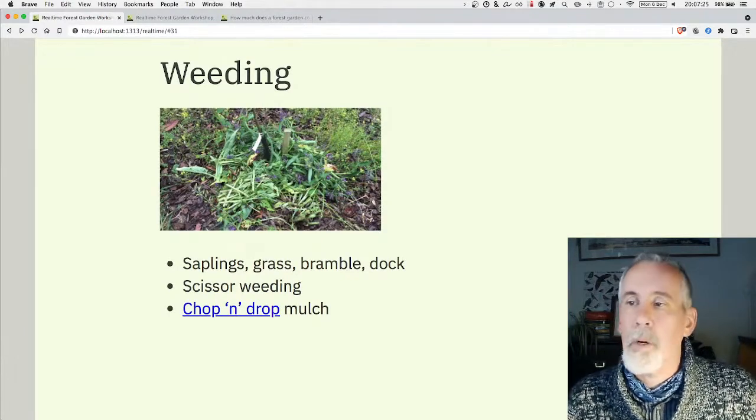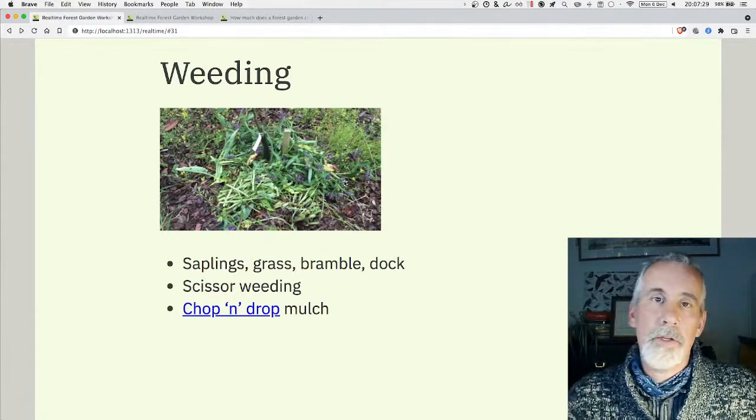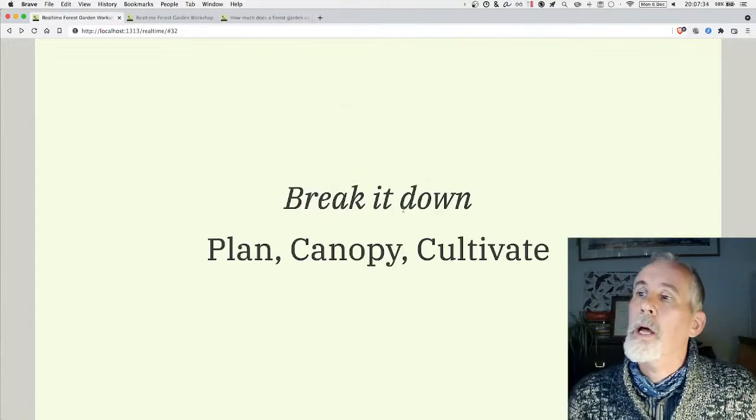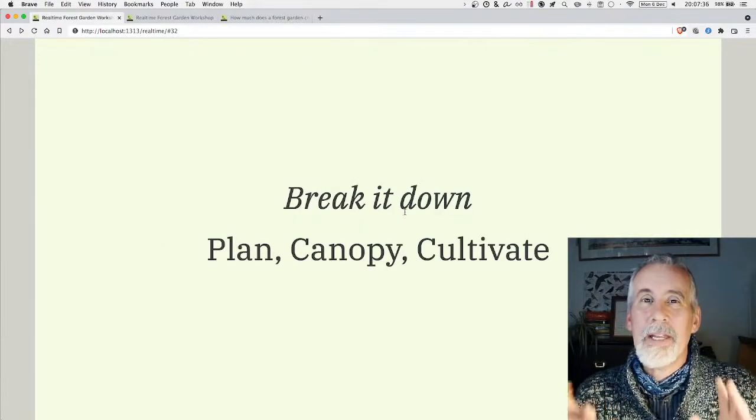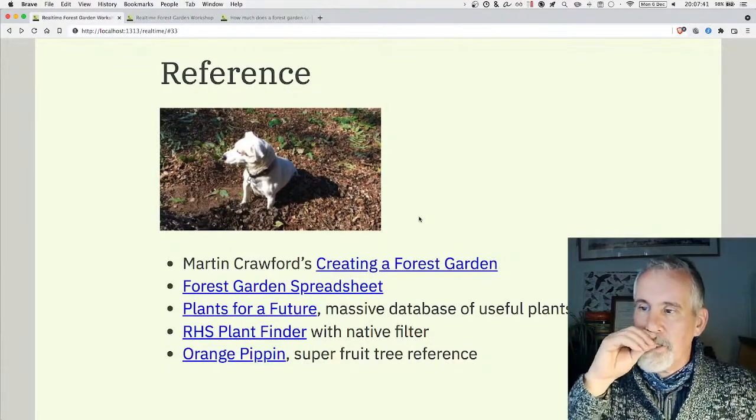And then a chop and drop mulch, which is when you can see here's a fruit tree, have a comfrey growing next to it, and then you chop it and drop it around the tree, and then that provides the fertility. There we go. So break it down. Plan, canopy, cultivate. Here's a reference. You can read this in your own time. I won't read it out.